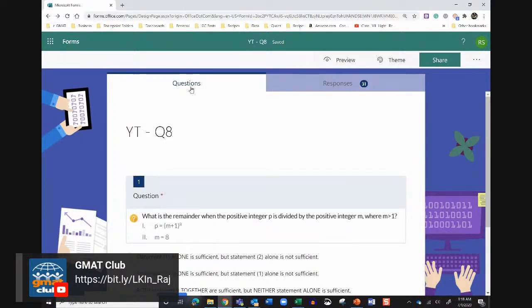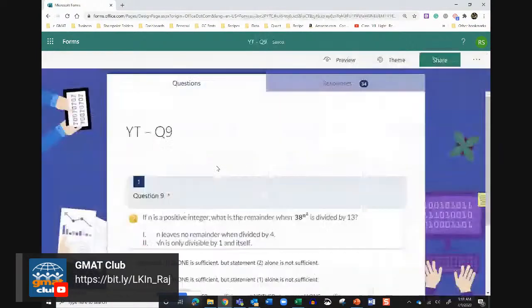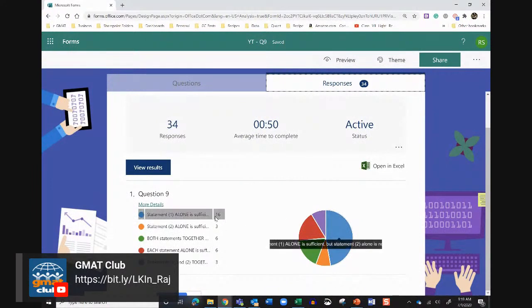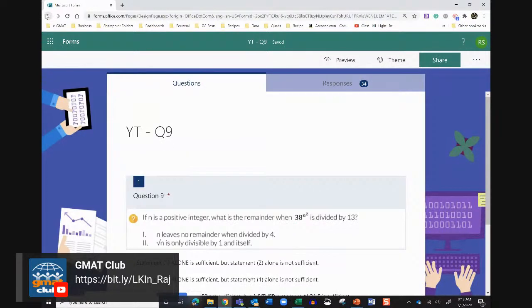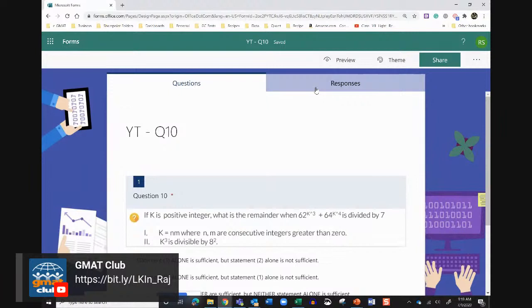Let's go back over here to our forms and question 9. Let's look at responses. Question 9, choice A was popular, choice C was popular, so was choice D, and we had a significant number of responses for choices B and E as well. And let's go to question number 10 over here.